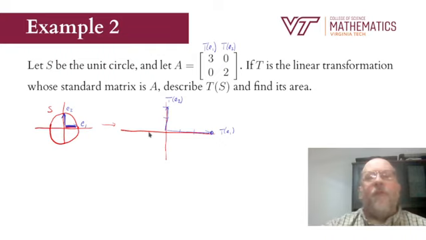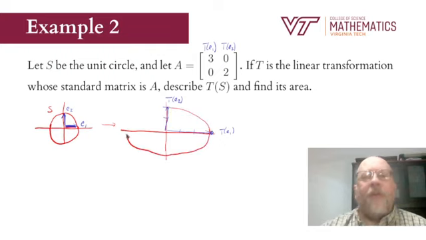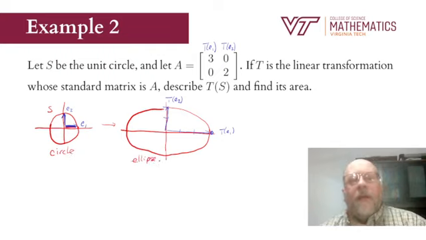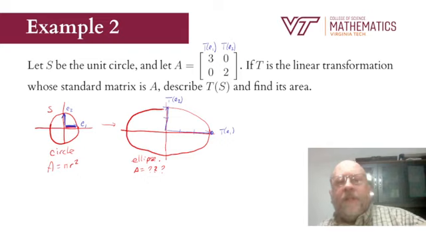And so this circle has been stretched, but it's been stretched unevenly. It's been stretched more in the horizontal direction than the vertical direction. And so instead of having a circle, we now have an ellipse. And we know the formula for a circle is pi r squared. The formula for an ellipse, some of you may have seen it, some of you may not have.